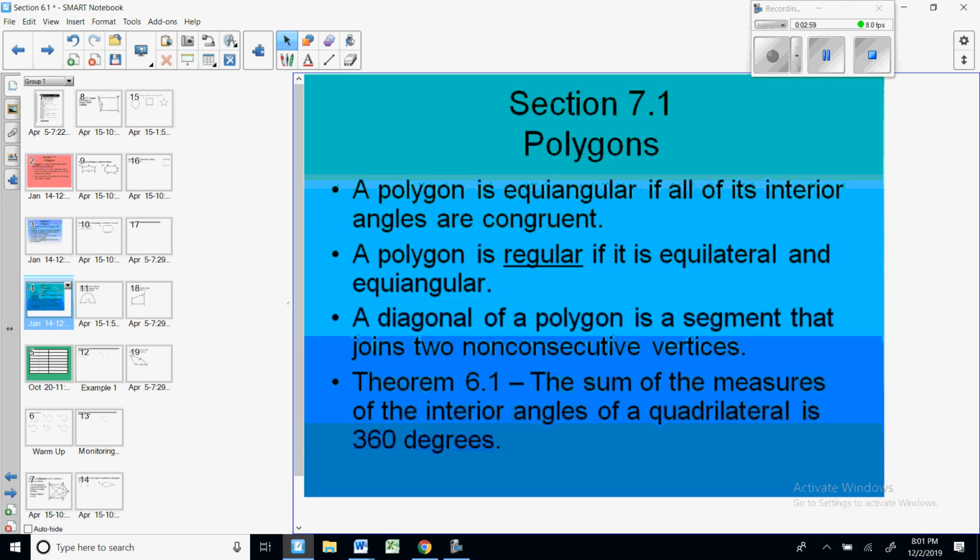Polygons are equiangular if all of the interior angles are congruent. A polygon is regular if it's both equilateral and equiangular. A diagonal of a polygon is a segment that joins 2 non-consecutive vertices. And finally, our first theorem from this unit: the sum of the measures of the interior angles of a quadrilateral is 360 degrees. Just like we had a triangle interior angles theorem, where triangles add up to 180 degrees, we have it with quadrilaterals also, that they add up to 360. And again, we'll pause the presentation at this point.